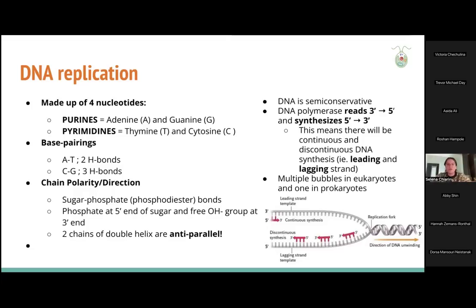And then, of course, you have your leading and lagging. That's simply because of the way the replication bubble opens up. You need to lay a primer in order for things to be synthesized, but since the primer placement is dependent on when you can actually access that DNA, you need to wait for it to unwind, unravel, open up, and place it. So we'll get into that in a second. That's how you end up with those Okazaki fragments and then one continuous. Okay, and then please note that you can have multiple bubbles in eukaryotes and one in prokaryotes. Prokaryotes are pretty efficient with it, but anyhow, next slide, please.